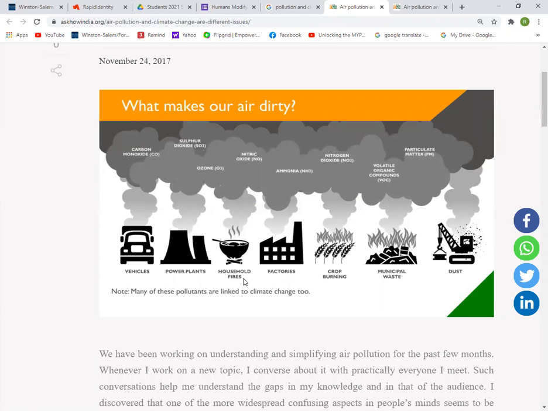Now, we also have household fires, which can release other gases such as nitric oxide and even ozone. Ammonia comes from factories and from burning crops, nitrogen dioxide can be released from municipal waste, and volatile organic compounds, which we call VOCs. For mining and other construction activities, particulate matter can be added into the atmosphere. So all of these pollutants affect our ecosystem, affect our planet, and also affect our health.